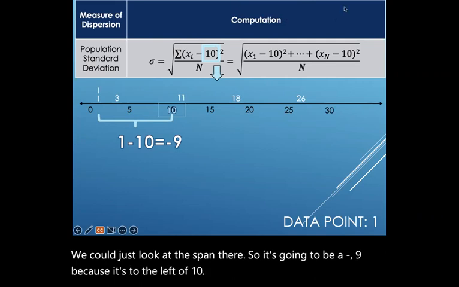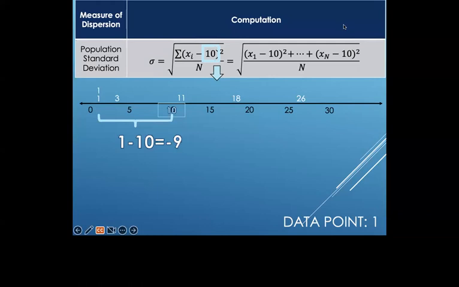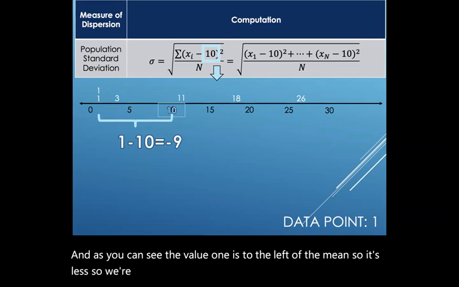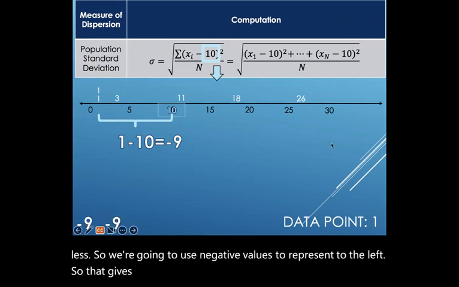So that becomes important in a moment. We want to know which side of the mean it is. And as you can see, the value 1 is to the left of the mean, so it's less. So we're going to use negative values to represent to the left. So that gives us 2 -9s because there were 2 1s.